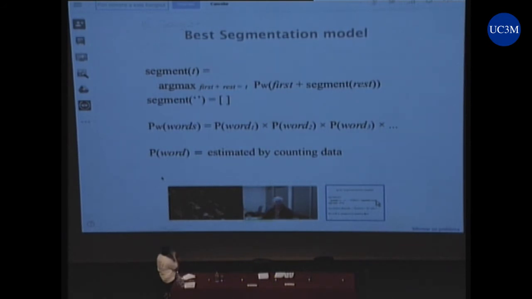Now, using that model, I can solve this problem of best segmentation. And here it gets a little bit trickier. So I have this segmentation of T, for which I'm going to define a formula for the best segmentation. T is a text, which can be broken up into a first word and the rest of the words. And what I'm saying is the best segmentation is the best way of breaking it up into the first word and the rest of the words, such that I maximize the probability of the first word followed by the rest of the words. So that's all this formula says. It's kind of the definition of what we mean by segmentation.